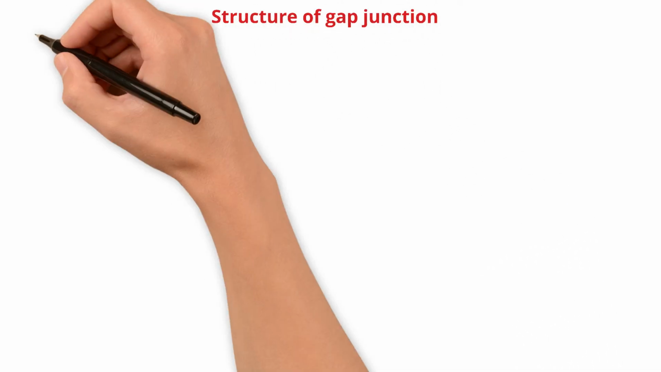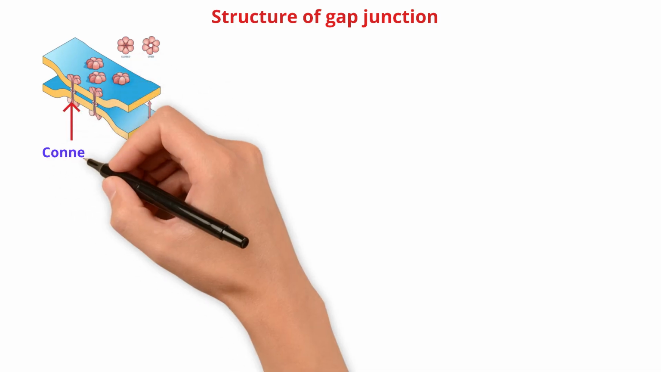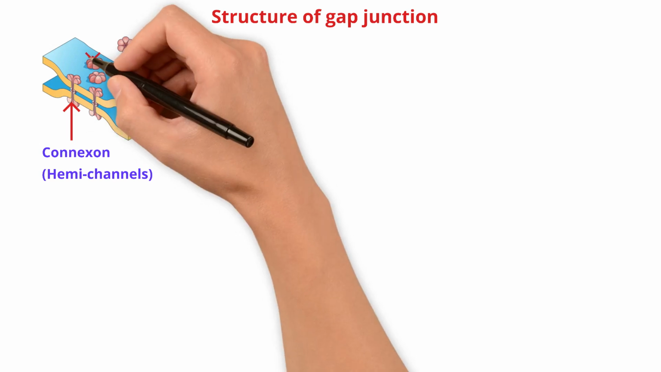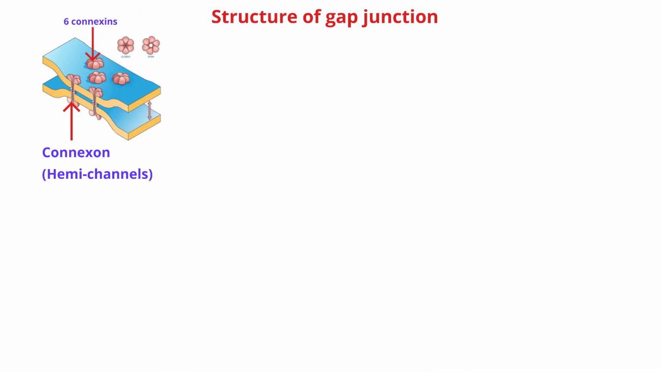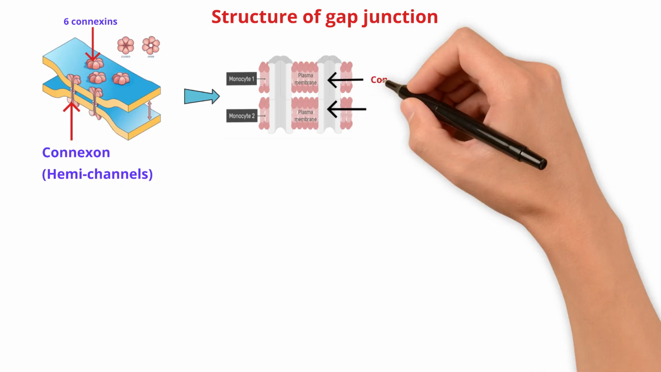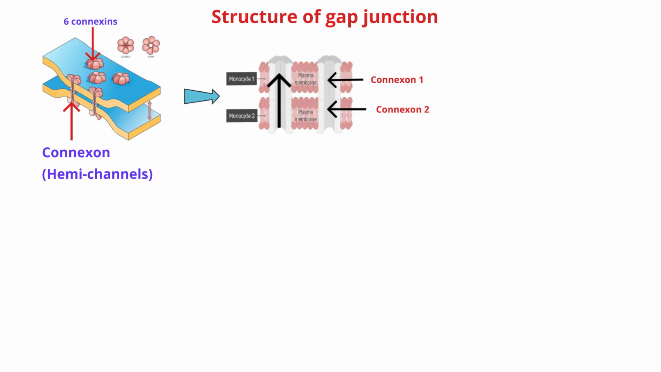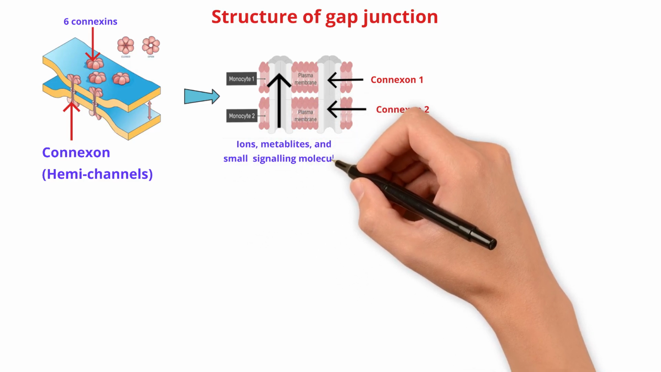Based on this, we can conclude that the structure of the gap junction is mainly made of special channels called connexons, also known as hemichannels, that cross the plasma membrane of each cell. As shown in the image, each connexon is made of 6 individual proteins known as connexins. When 2 connexons from 2 neighboring cells align, they form a complete gap junction channel as shown in this image. These channels allow easier communication between the cells by exchanging ions, metabolites, and small signaling molecules.